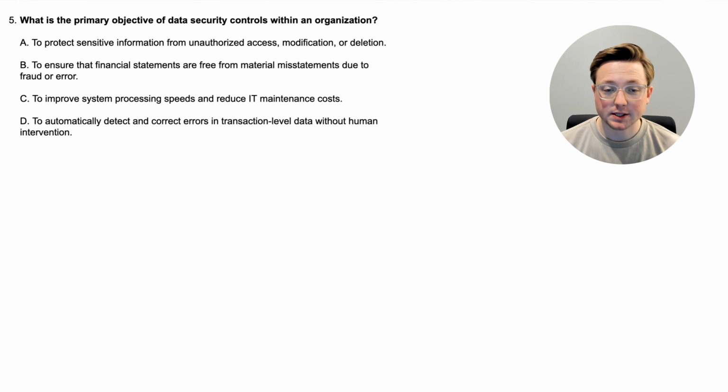Option A, to protect sensitive information from unauthorized access, modification, or deletion. Option B, to ensure that financial statements are free from material misstatements due to fraud or error. Option C, to improve system processing speeds and reduce IT maintenance costs. Or option D, to automatically detect and correct errors in transaction level data without human intervention.